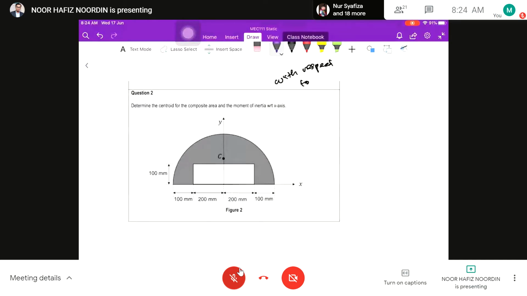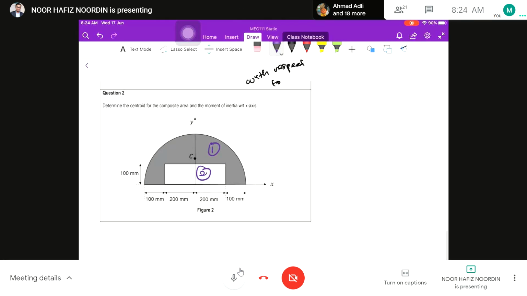The first one is semicircle. Semicircle tu. And then the other one is rectangular. Alright. Okay, kita ada 2 komponen. So we solve for first component. Kita cari dulu punya centroid. Pernah buat tak soalan ni dalam centroid chapter 4? Tak pernah kan? Tak. So kita cari centroid dia dulu.